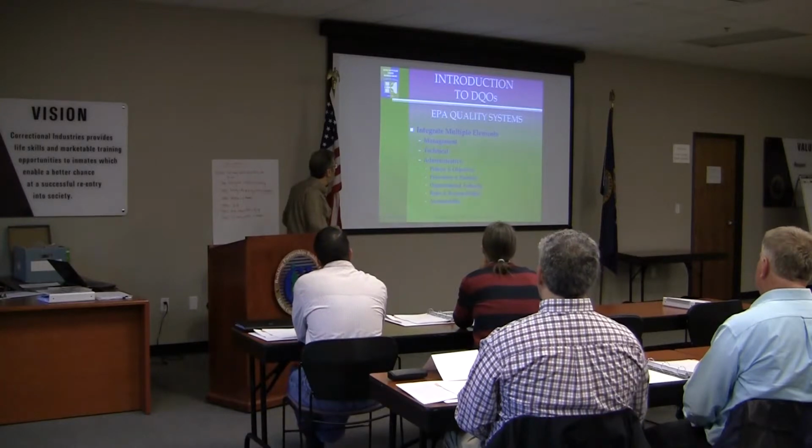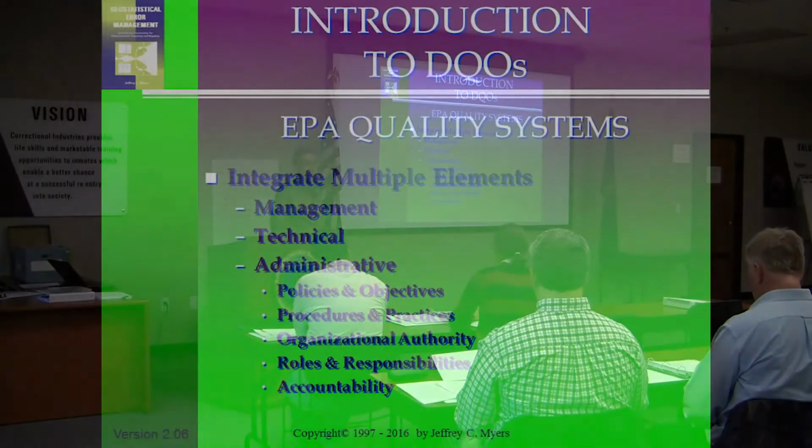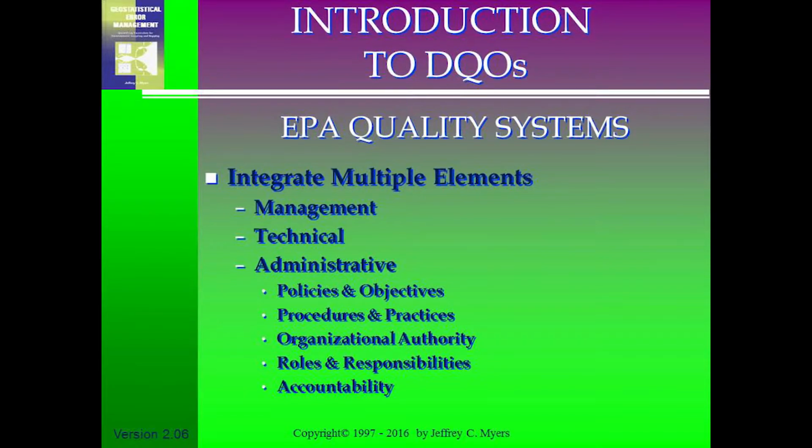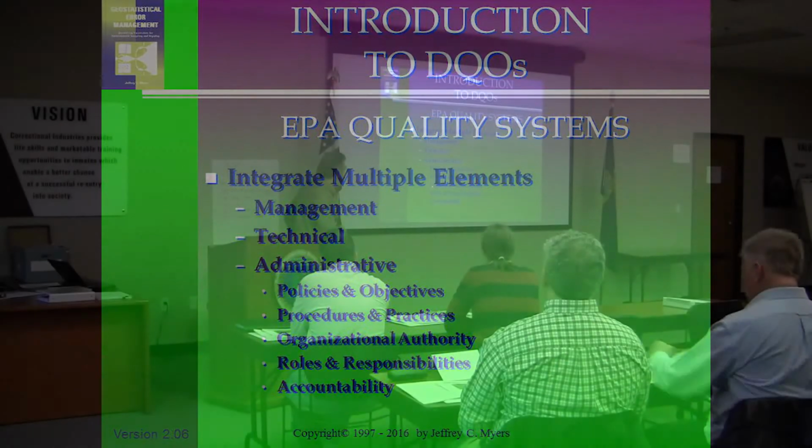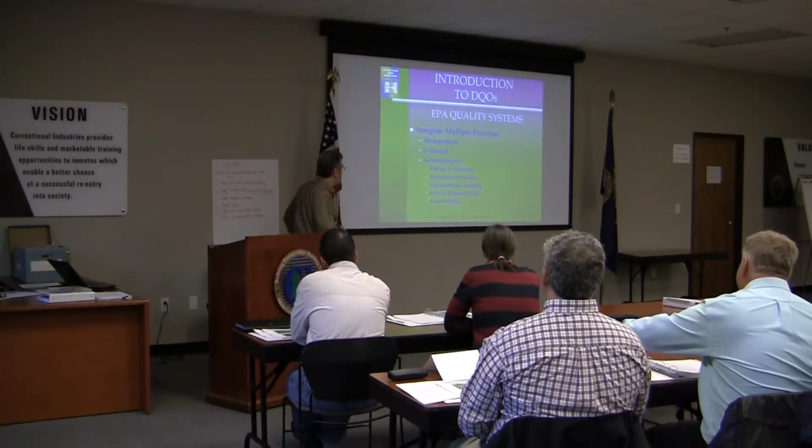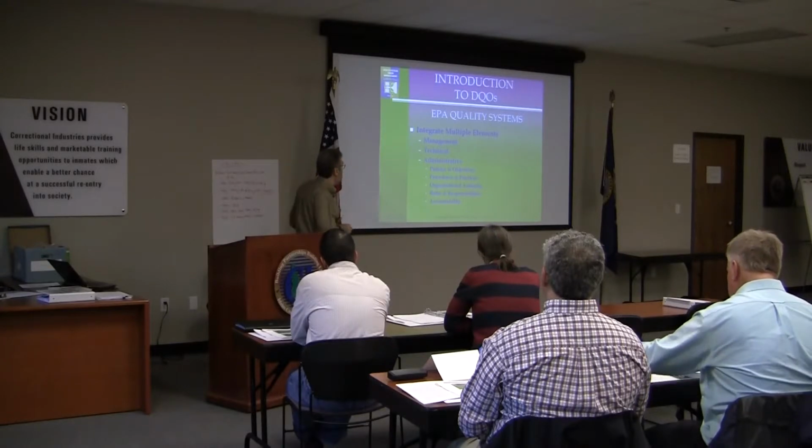And so with that, we can talk about the larger context of EPA's quality systems. EPA has a number of quality systems, and it can actually be a little mind-boggling. So we're going to try and simplify it and just stick with the data quality objectives process today. But there's a lot of elements that go into that. There are the programmatic elements: management, technical, and administrative. And under there, you've got policies and objectives, procedures and practices, organizational authority, who's in charge, roles and responsibilities, and accountability. All that has to go in.